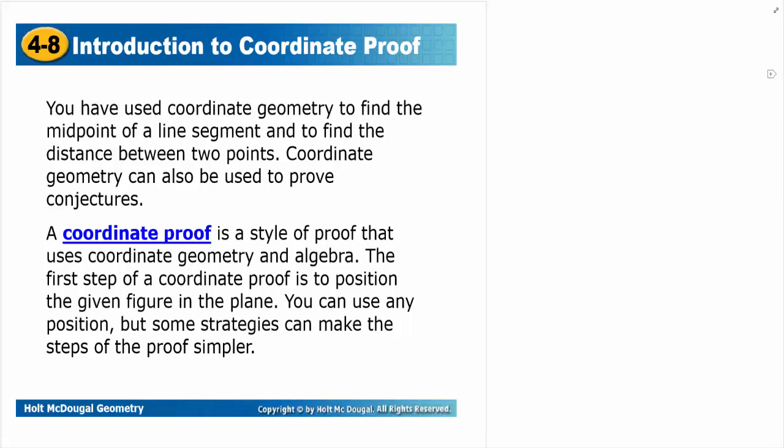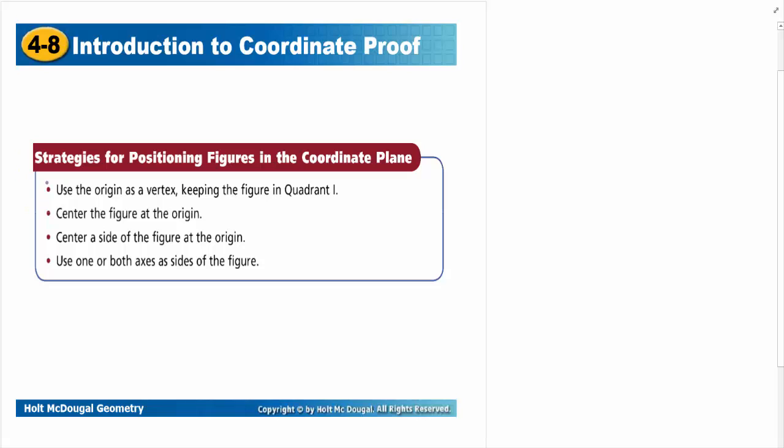So coordinate proof is, again, a style of proof, not like a 2-column proof, that uses coordinate geometry and algebra in conjunction with one another. So the first step of a coordinate proof is to position the given figure in the plane. So we'll draw it, and I'll talk about how to draw it as we do it. And you can use any position, but some strategies can make it a little bit easier. So that's, again, something I'll be telling you about. Okay, so these are some of those strategies.